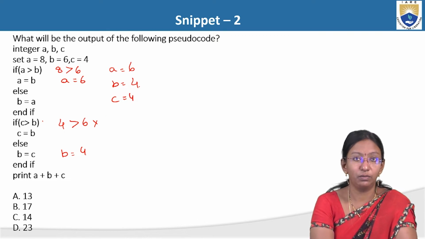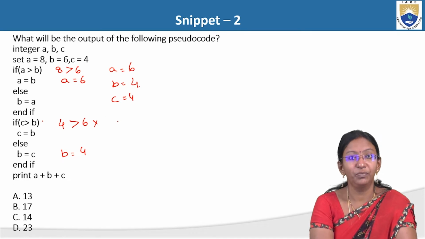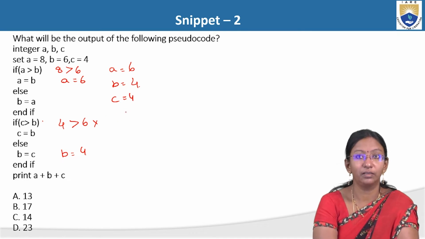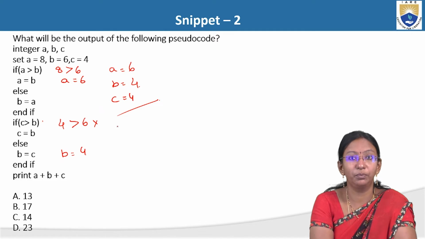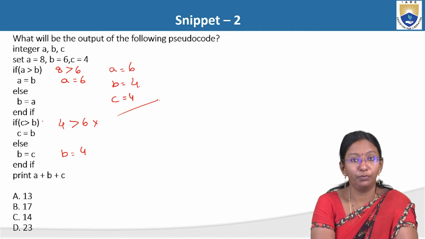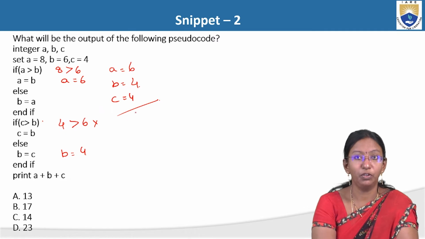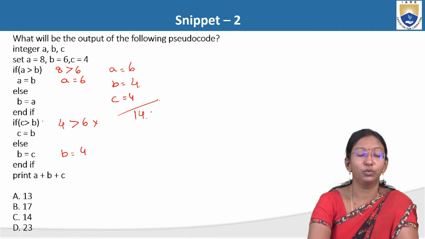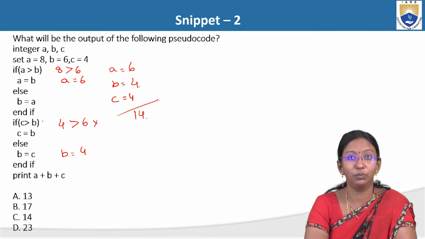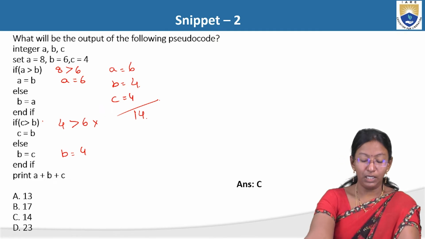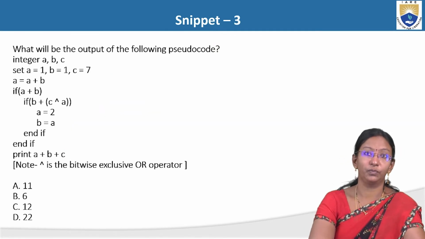Now the return statement is saying that return A plus B plus A. Yes, the latest values in the memory are 6 for A, 4 for B, and 4 for C. So the summation of that will be 14. So the following function, once evaluated, is going to return the value 14. So C is the right option. Let's go for the next one.